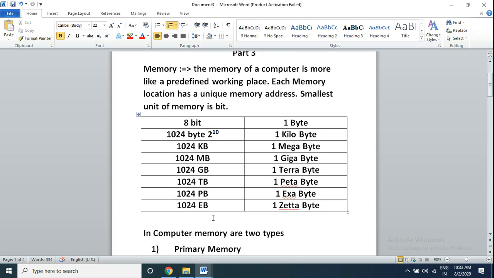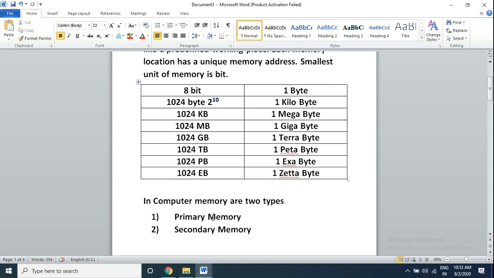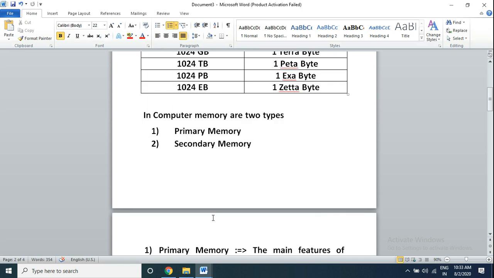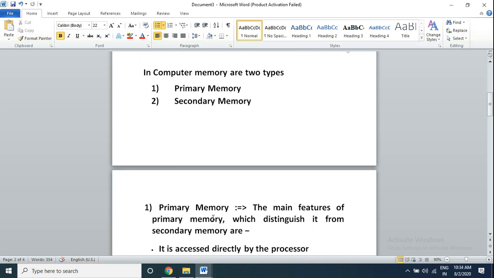Then computer memory is of two types, primary memory and secondary memory. So generally computer memory is divided into two parts, primary memory and secondary memory. Today we learn about primary memory.